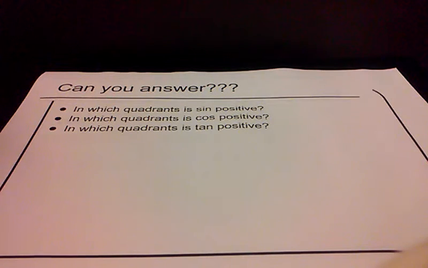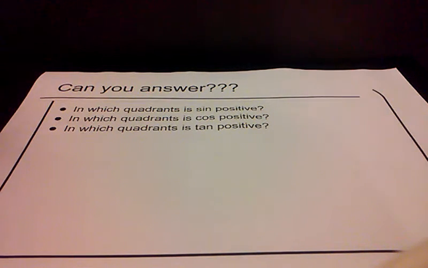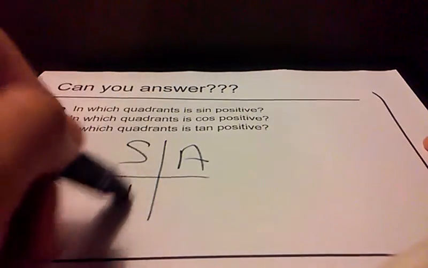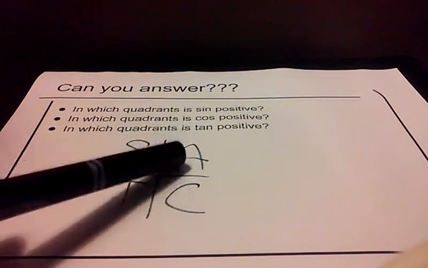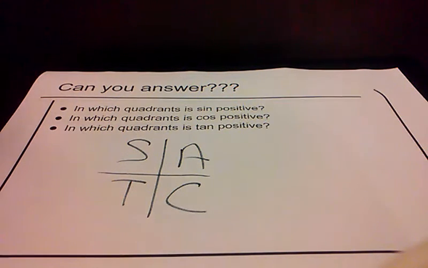Let's say that I were to ask you, can you tell me what quadrant sine, cosine, and tangent are positive? Anytime it asks you when a trig ratio is positive or negative, I hope that you immediately think about the mnemonic strategy that I taught you, A SMART trig class. What that stands for is that in quadrant 1, all trig ratios are positive. In quadrant 2, only sine and cosecant. In quadrant 3, only tangent and cotangent. And in quadrant 4, only cosine and secant.